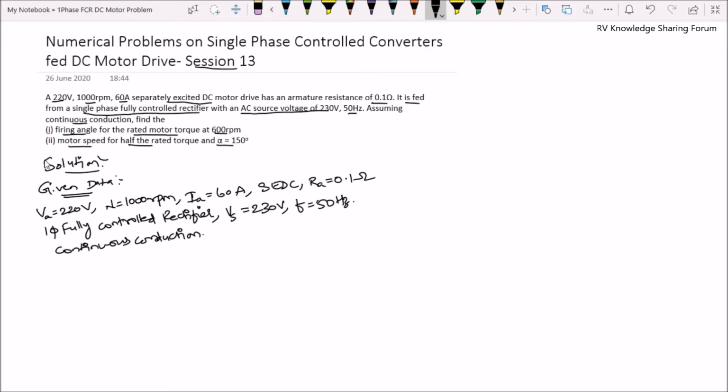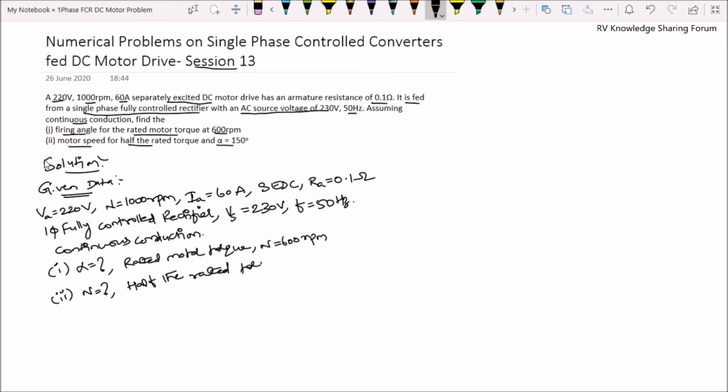So here, in the first subdivision we are asked to find the firing angle alpha when the torque is the rated motor torque and the speed is 600 rpm. And the second, which we have to find, is the motor speed. The condition is half the rated torque and the firing angle alpha equal to 150 degrees.